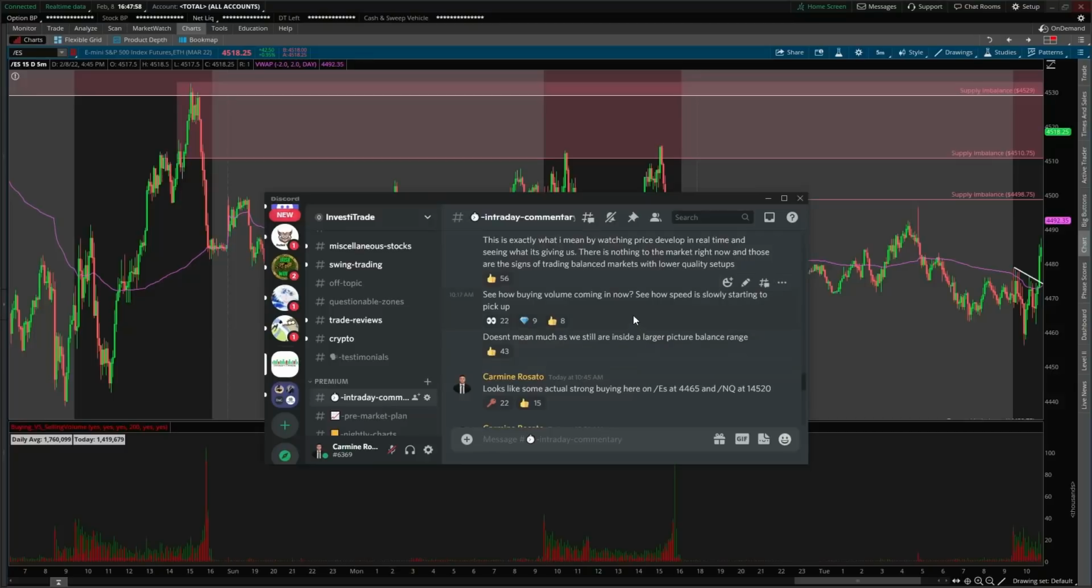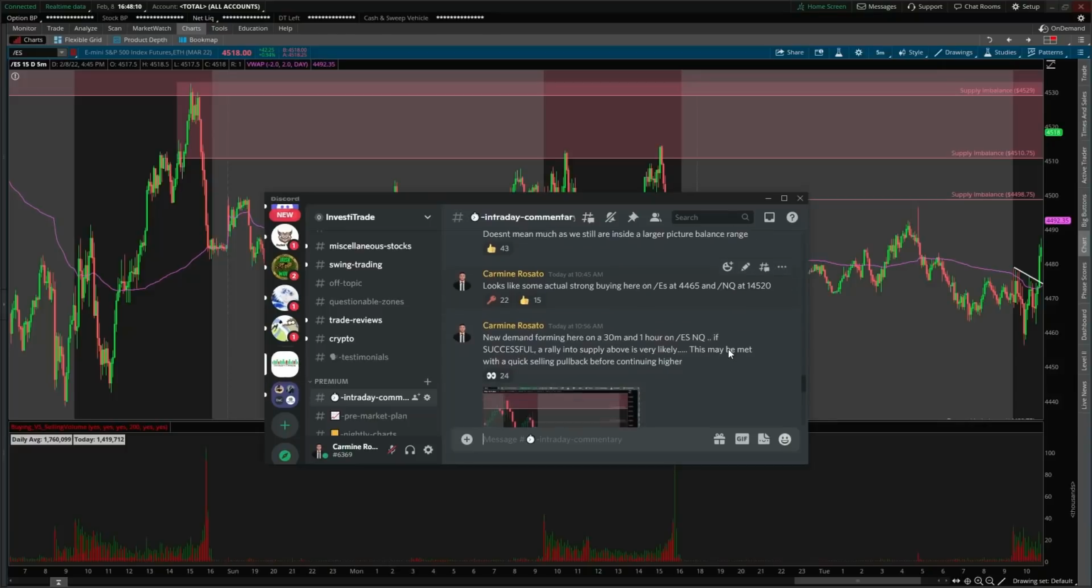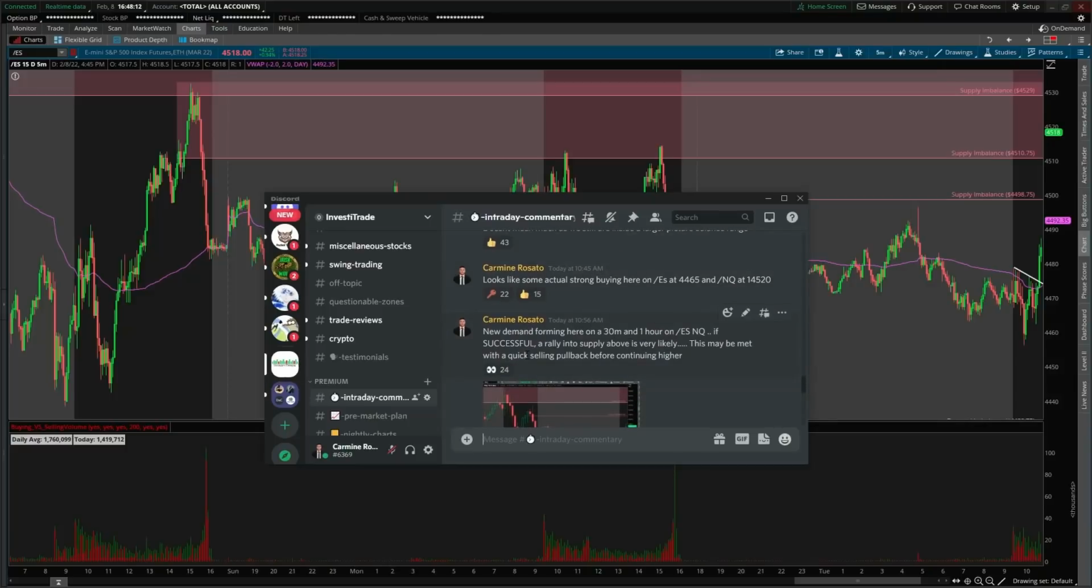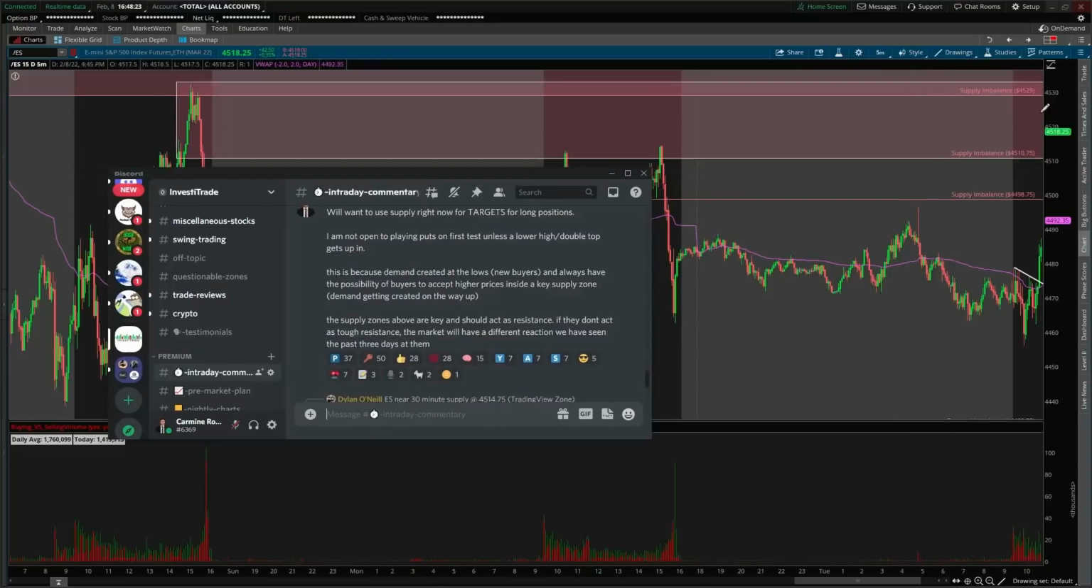The market was balanced, and we saw some buying volume coming into the market pretty early on. And then I said we have some actual strong buying here at 44.65 and 14.520 on the NASDAQ. New demand is forming. If it's successful, a rally into supply is very likely. This may be met with quick selling before a pullback continuing higher. Now, keep in mind the supply zones that I had above earlier, I said I want to use them for targets for long positions.